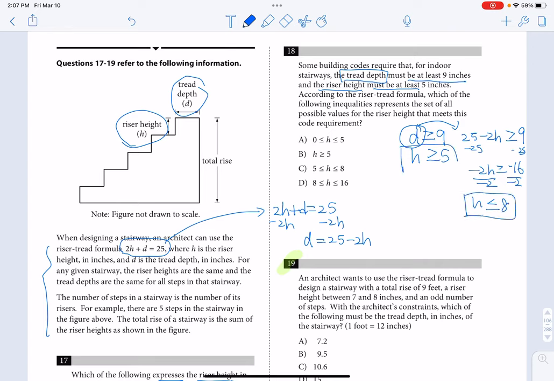And then the original requirement is that the riser height must be at least 5 inches. So if you graph it on a number line, h should be greater than or equal to 5 and less than or equal to 8, so it will be in between. So h is greater than or equal to 5 and less than or equal to 8. That's the answer, C.